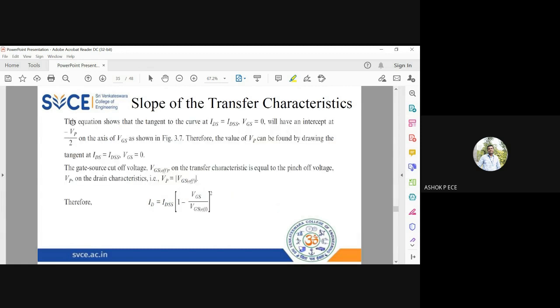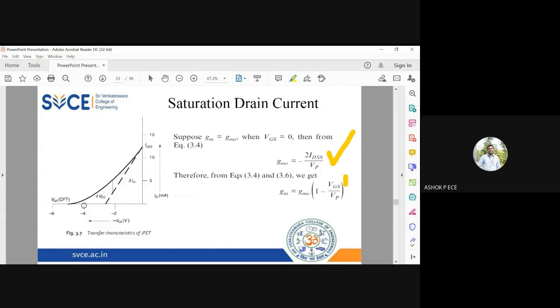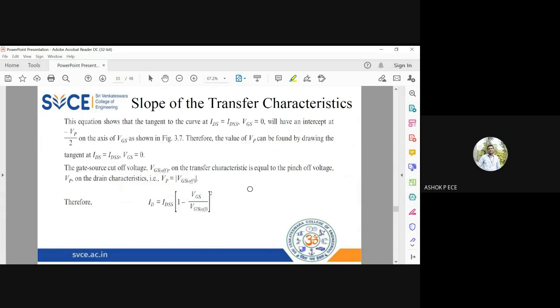So this shows that you have an intercept of minus VP by 2 on the axis. See the graph, exactly at minus VP by 2 you will have an intercept. Intercept means when you draw a line and measure the value of that particular voltage, it will be exactly VP. And they are saying you can measure the value of VP when you put VGS equal to 0, at that point you draw a tangent to the curve and find the value.